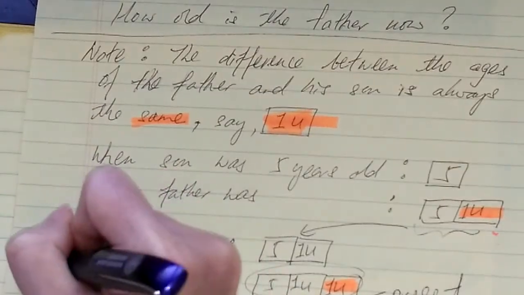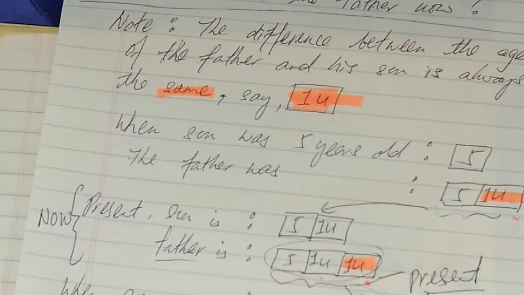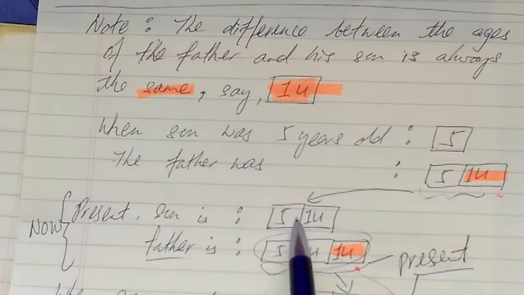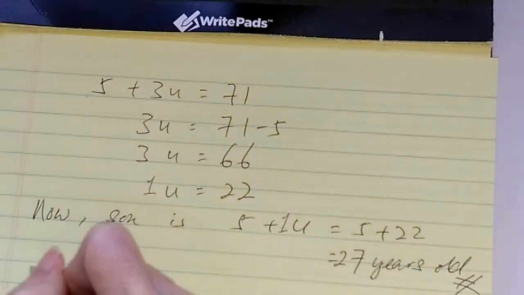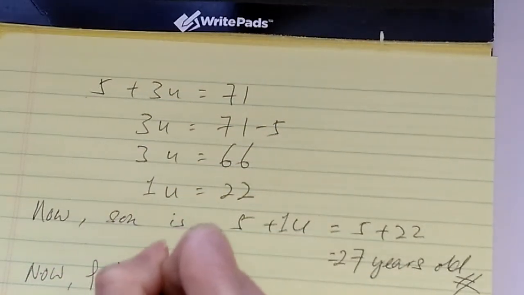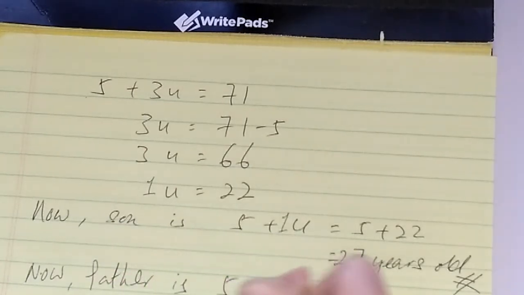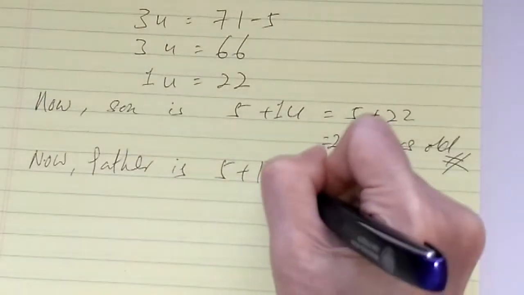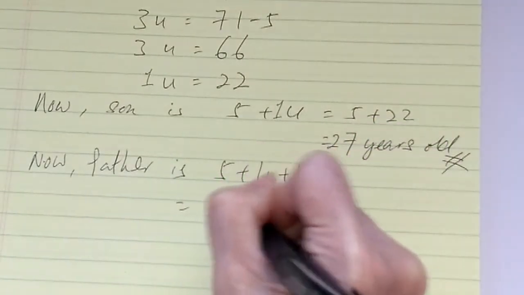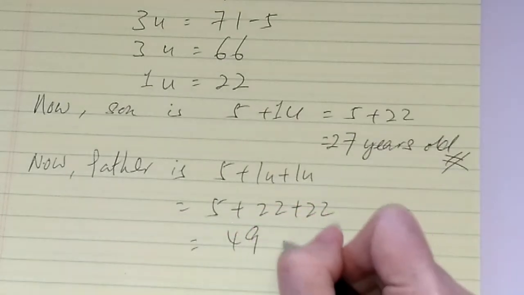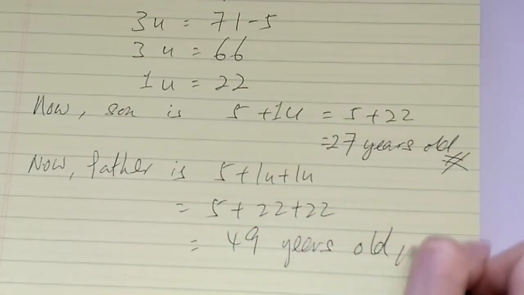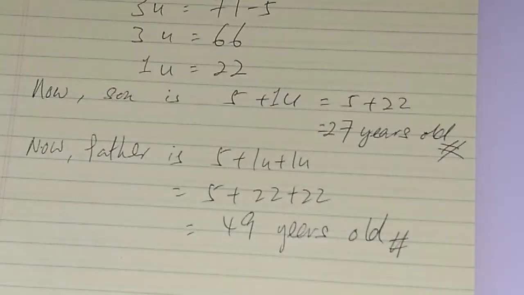So we want to calculate the present. This is now. The son is 5 plus 1 unit. The father will be 5 plus 1 plus 1, so it's 49. So the father is 49 years old. The son is 27 years old. The father is 49 years old.